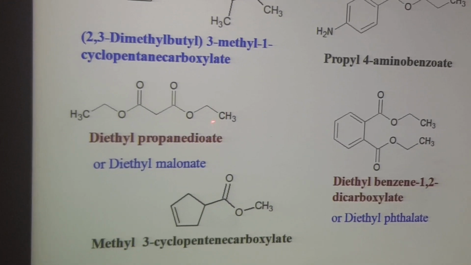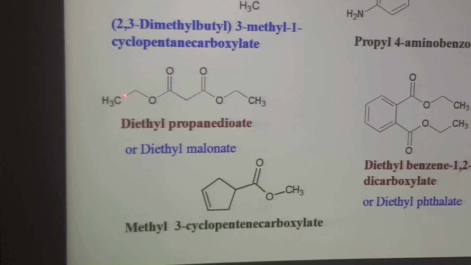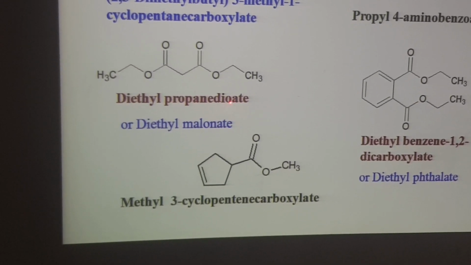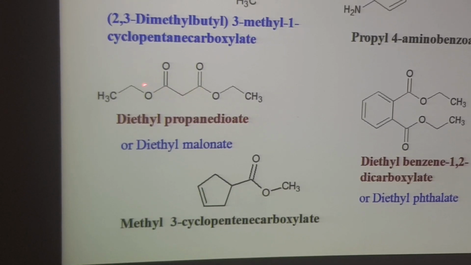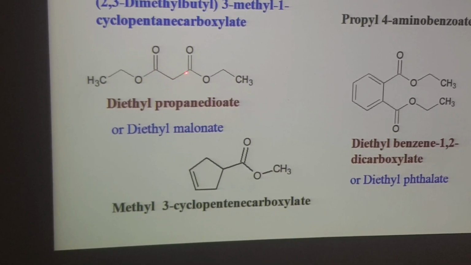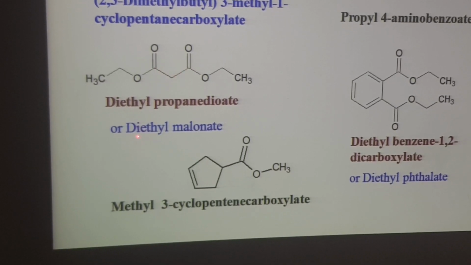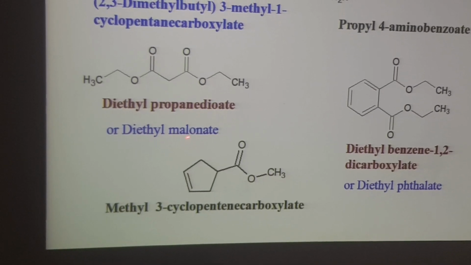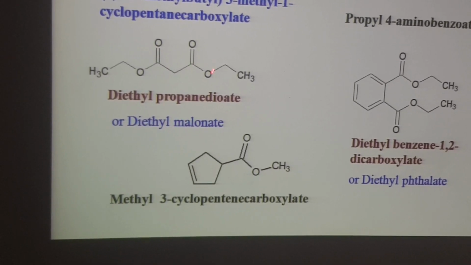Okay. So here we have esters of dicarboxylic acid. So 2 alkyl groups, ethyl, it is diethyl propane dioate. Okay. So the ester of this dicarboxylic acid, it is actually a 3 carbon carboxylic acid, malonic acid. So the ester of malonic acid is known as diethyl malonate. This is the common name of this ester.